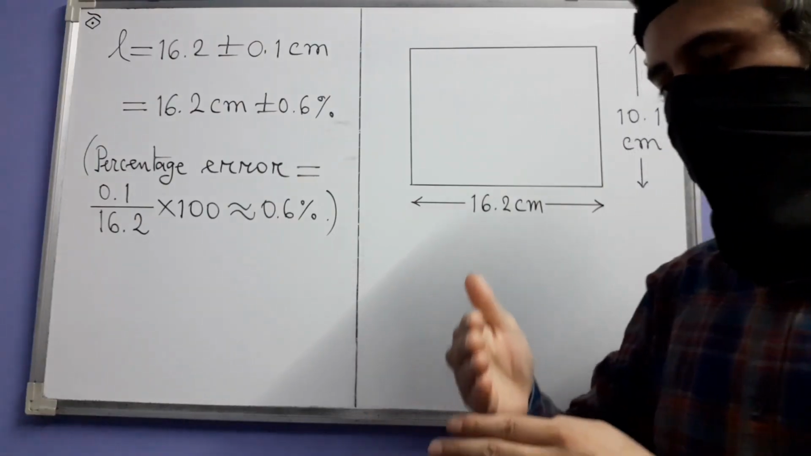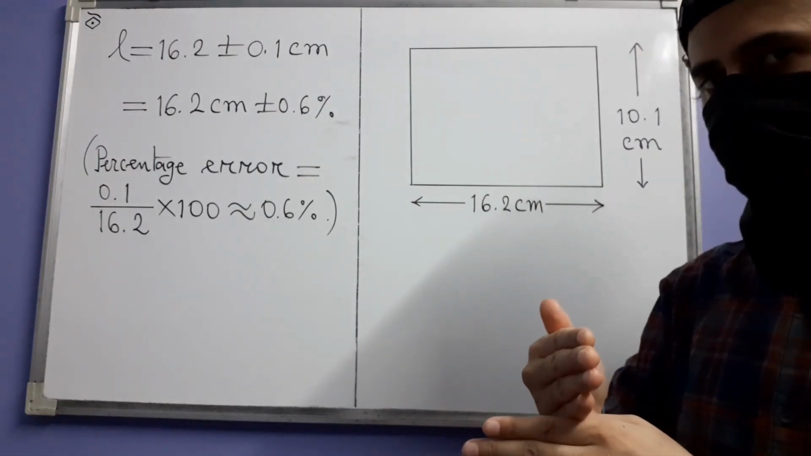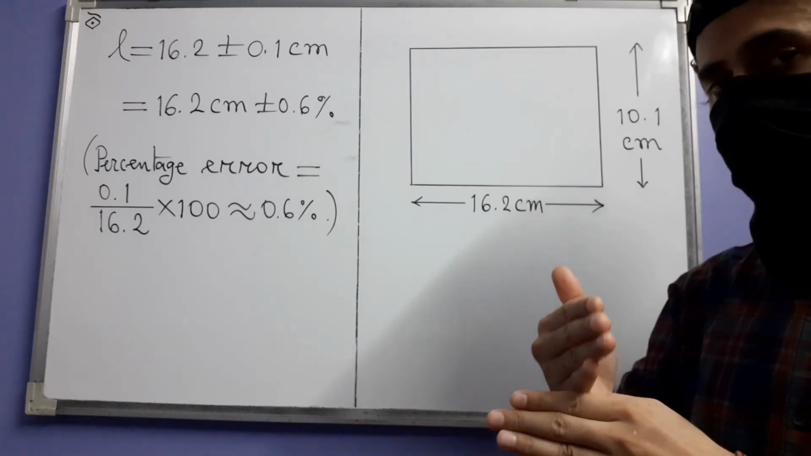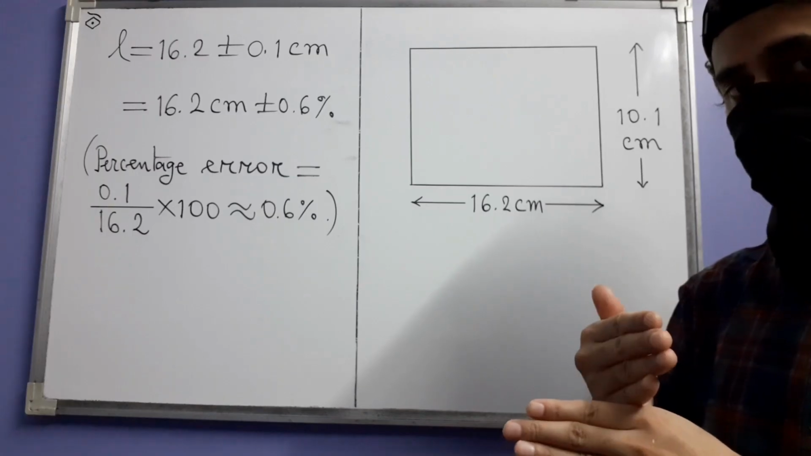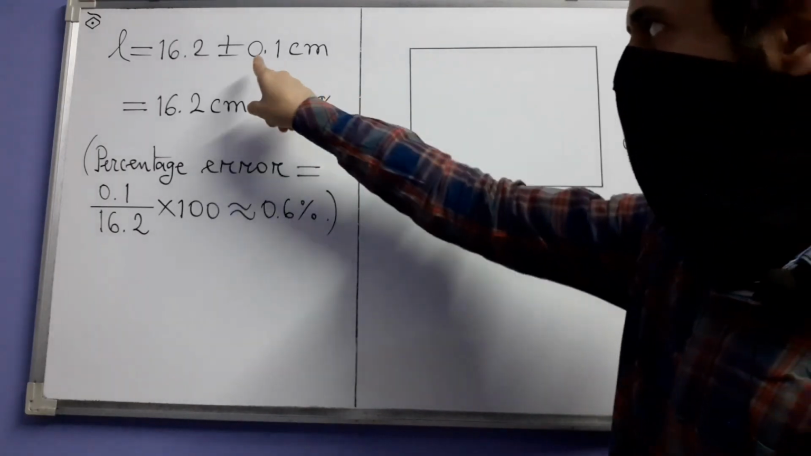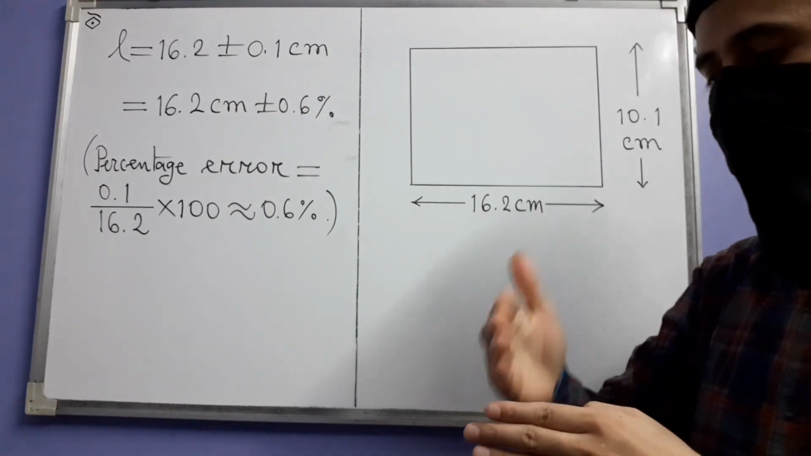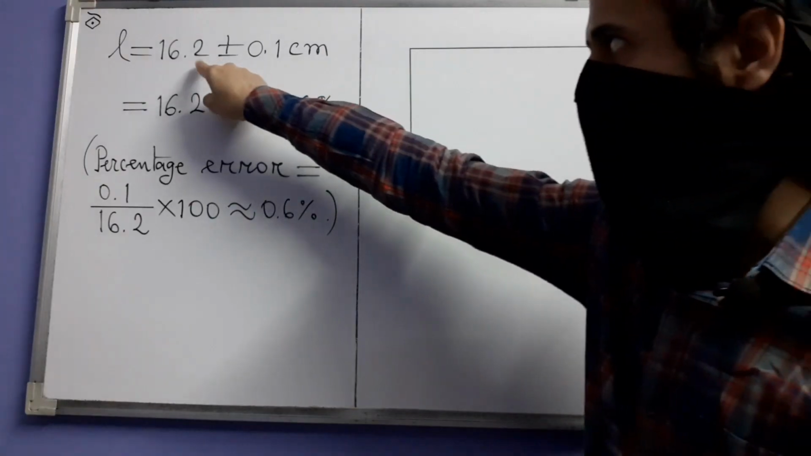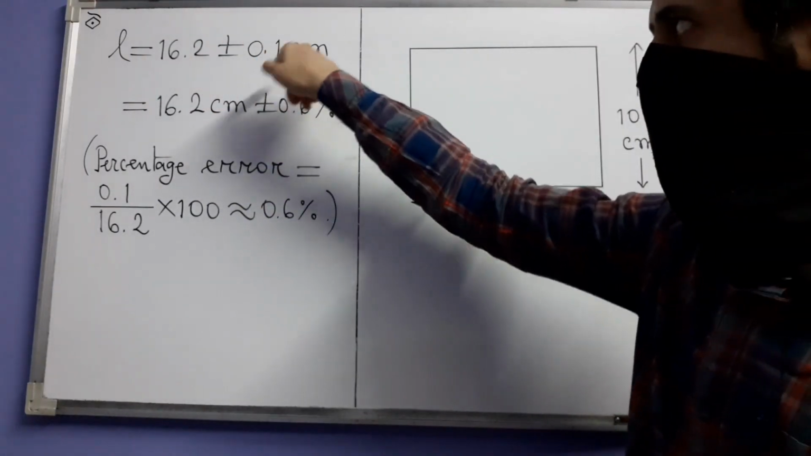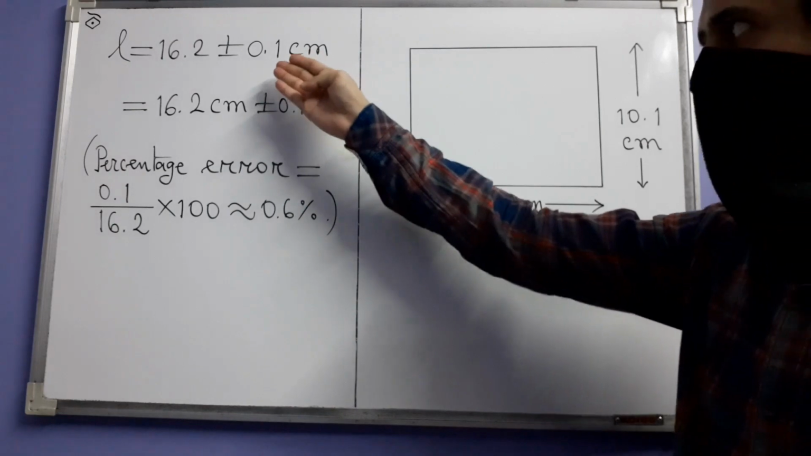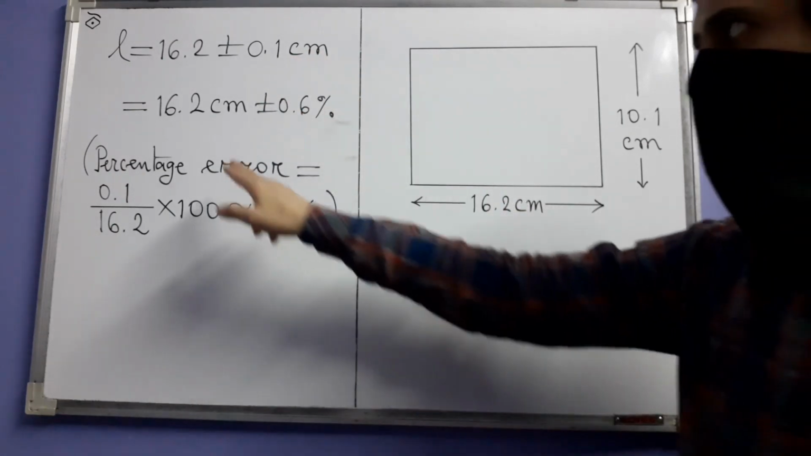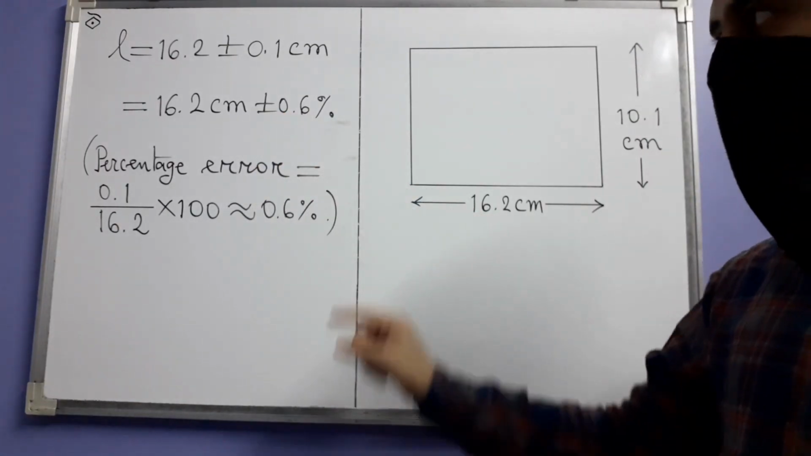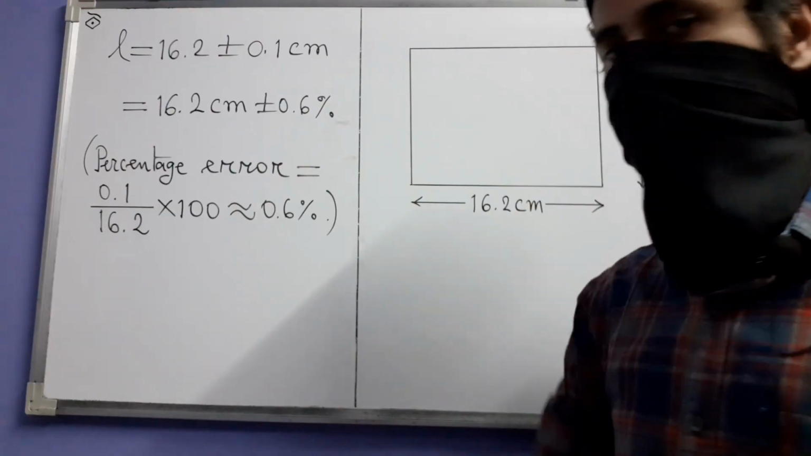Had this been something like 16.23, just saying, okay, then 1, 6 and 2 would have been the certain digits and that last 3 would have been the uncertain digit. In that case, we would have had to write plus or minus 0.01 centimeter. Okay, so it depends on the location of that last digit, what you write here. And then we express this in percentage. So this becomes 16.2 centimeter plus or minus 0.6%. And this actually is percentage error.